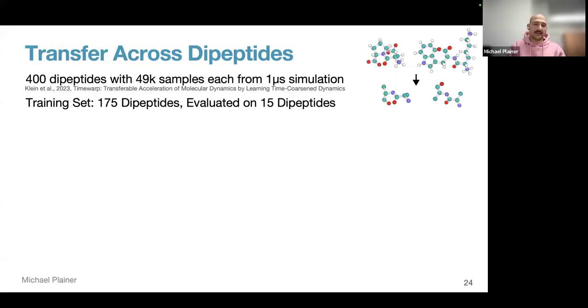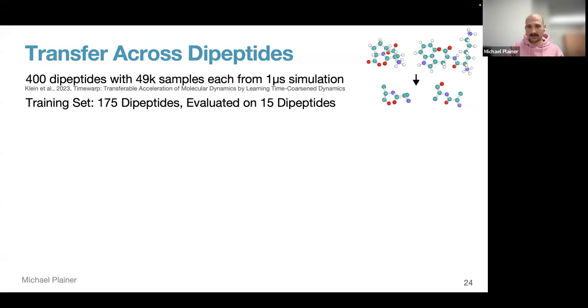We also did some transferability. So we took the dataset from Timewarp, which contains basically all possible combinations of the 20 amino acids and built dipeptides out of it. So 400 dipeptides with 49,000 samples each. And out of those, we used 175 dipeptides for training and then evaluated on 50 dipeptides.